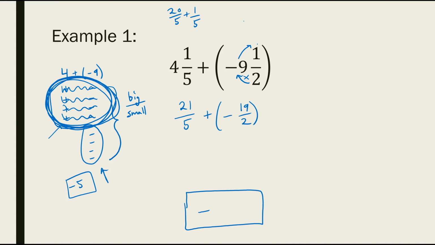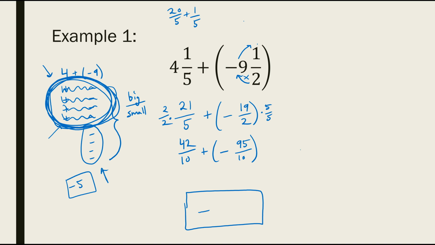Now, in order to combine these two fractions, since I'm adding or subtracting in this case, I need a common denominator. That common denominator is going to be 10. So let's multiply this guy by 2 over 2. That would give me 42 over 10. Let's multiply this guy by 5 over 5. That's going to give me 95 over 10. How's that for mental math? Now remember, I said that I need to subtract these fractions, and the reason I'm subtracting is because cancellation was happening.